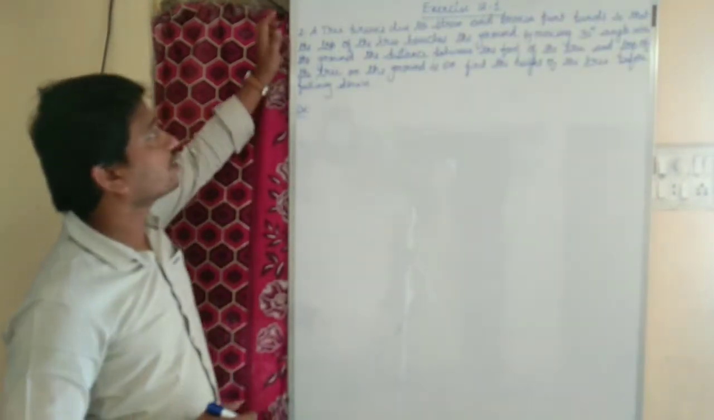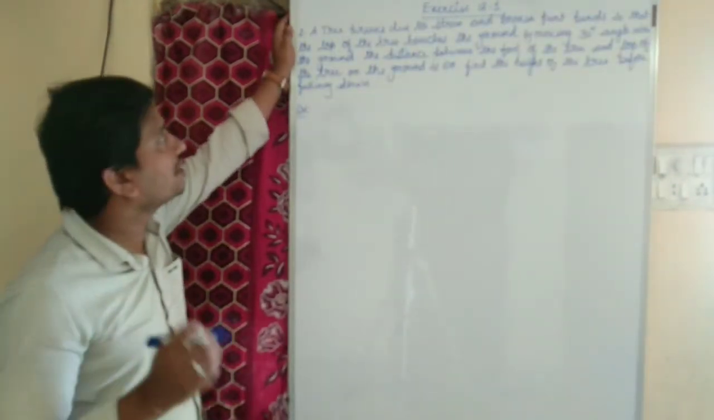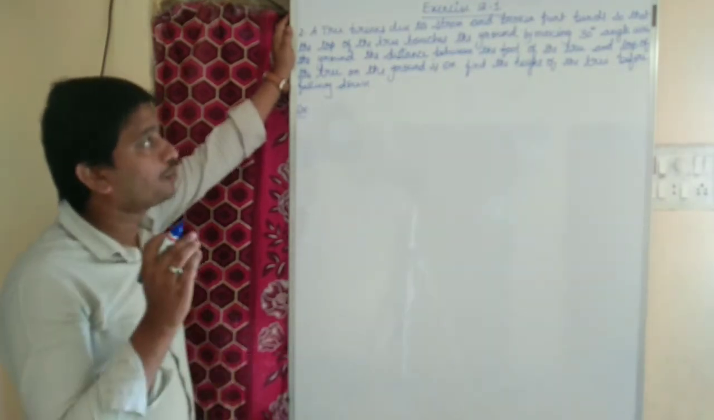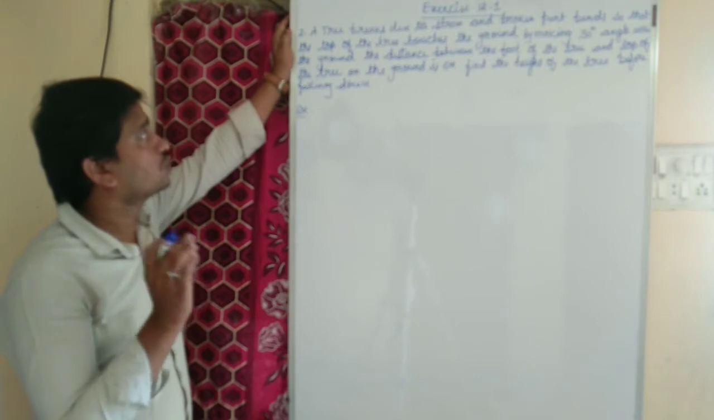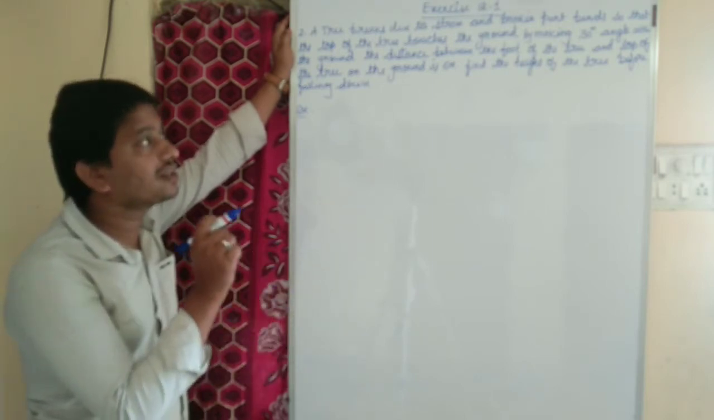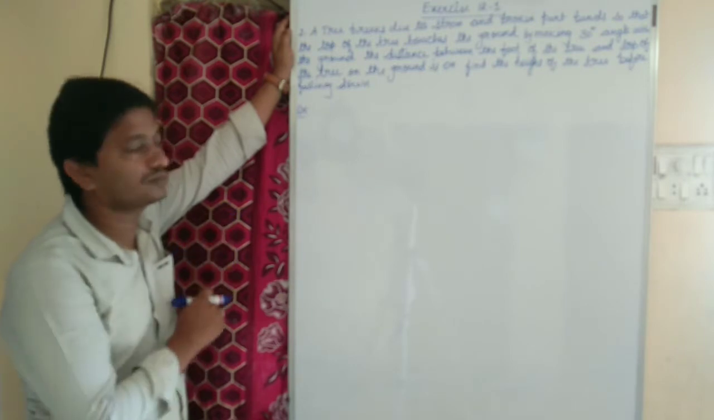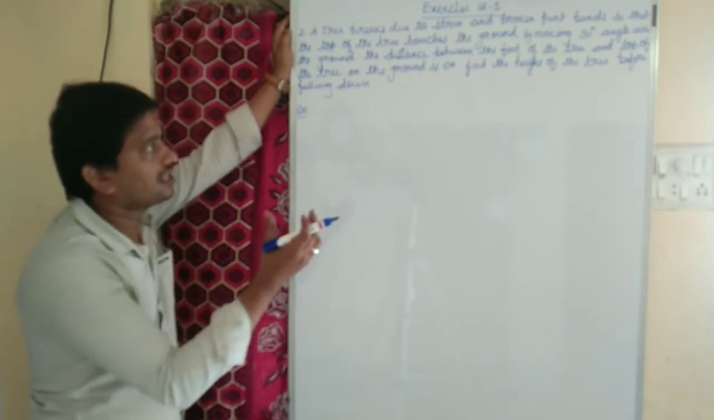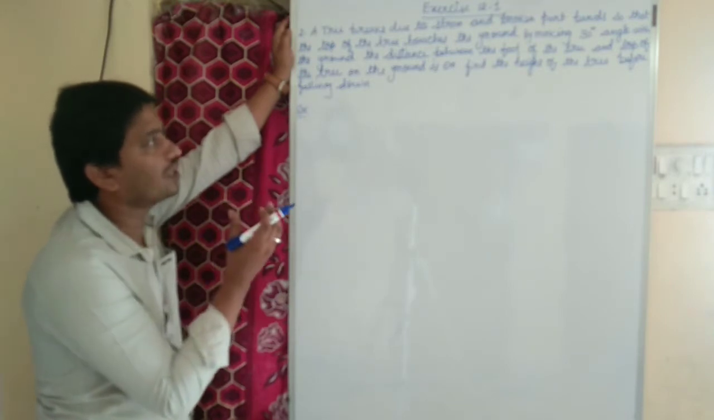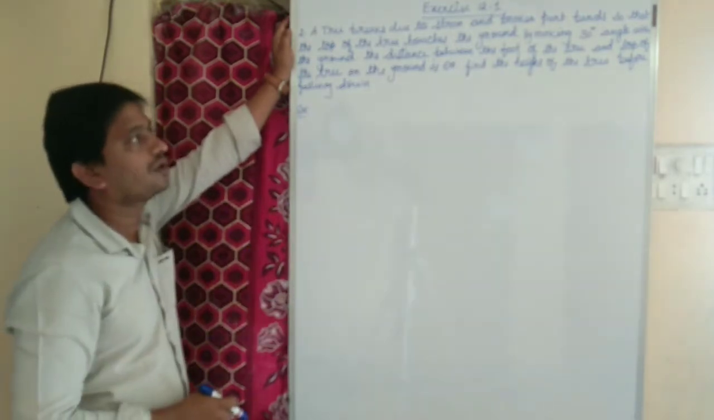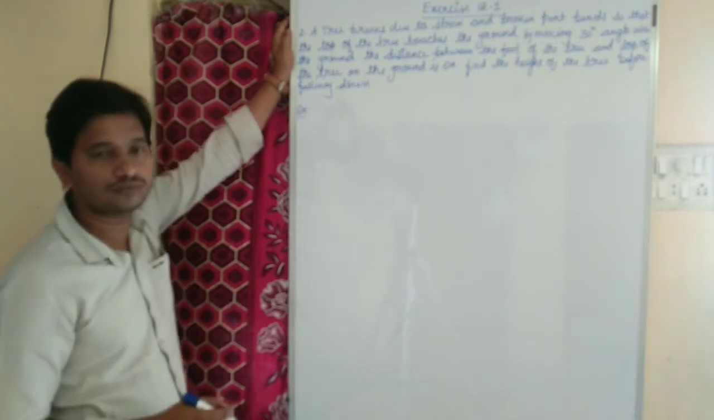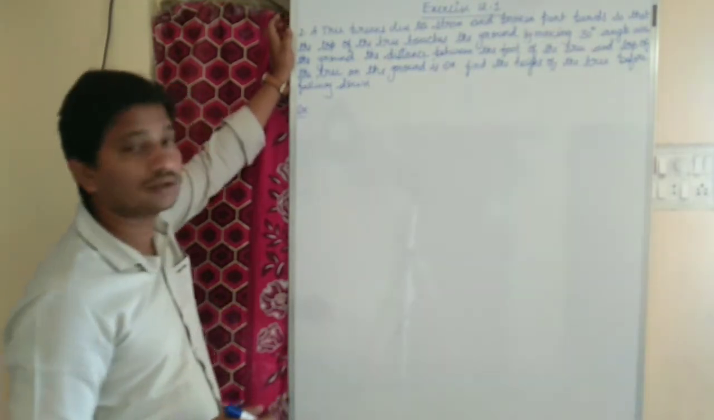Now coming to the second question. A tree breaks due to storm and the broken part bends so that the top of the tree touches the ground making a 30 degrees angle with the ground. The distance between the foot of the tree and the top of the tree on the ground is 6 meters. Find the height of the tree before falling down. So it's an important question.